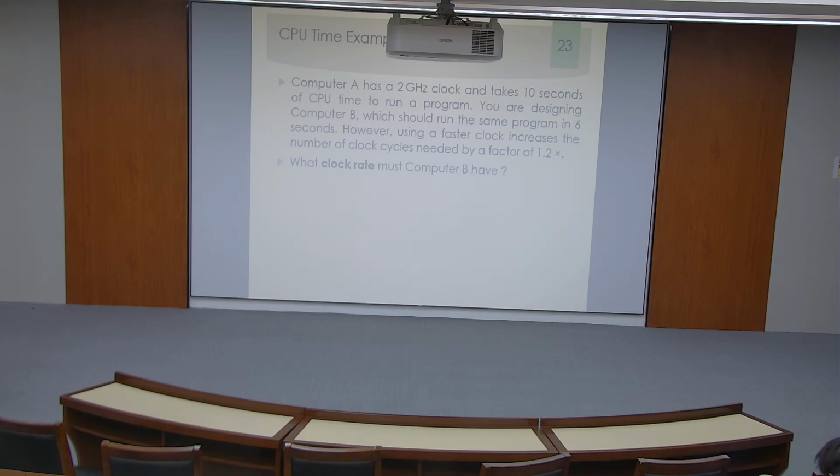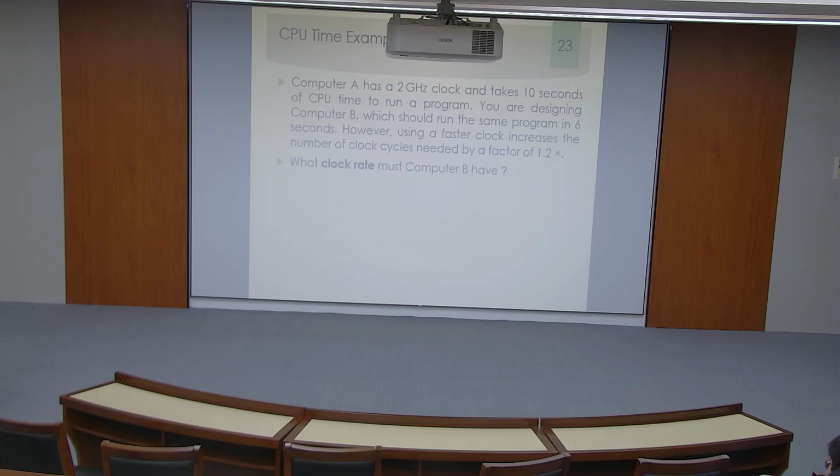So we want to find the CPU clock cycles for computer A, which equals the CPU time for computer A times the clock rate for computer A. The CPU time for computer A is 10 seconds, right? And the clock rate for computer A is 2 gigahertz, that is 2 times 10 to the power of 9. Then the number of CPU clock cycles for computer A is this much.